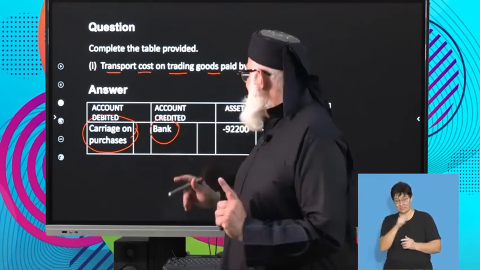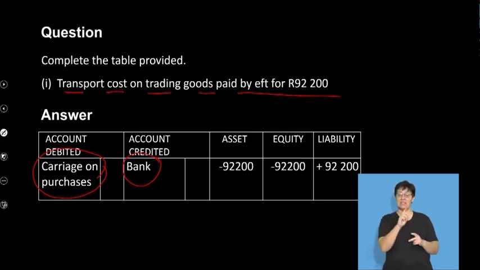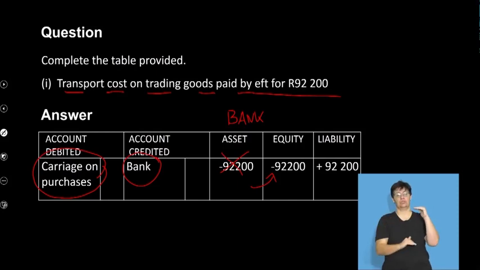So watch this. Account debited is carriage on purchases. Clearly you can see here that your equity is going to decrease by 92,200, right? This, in fact, is not the case because, and the reason we put them both there is to show you that if bank was favorable, then it would mean that your asset would decrease by 92,200. So I'm showing you both.